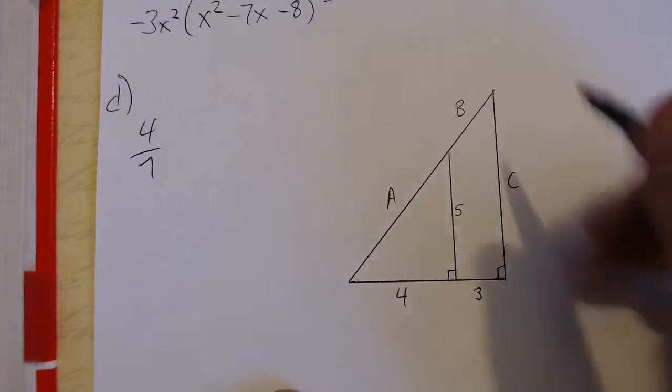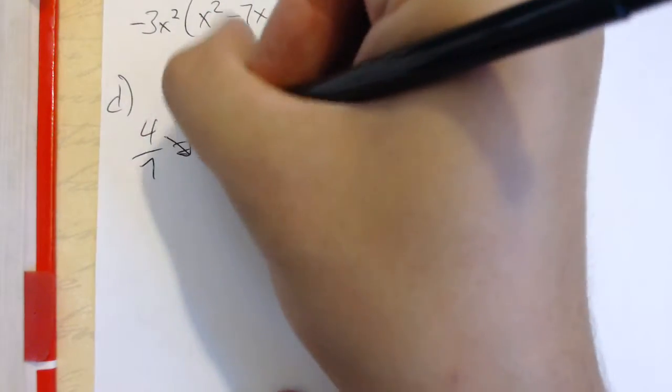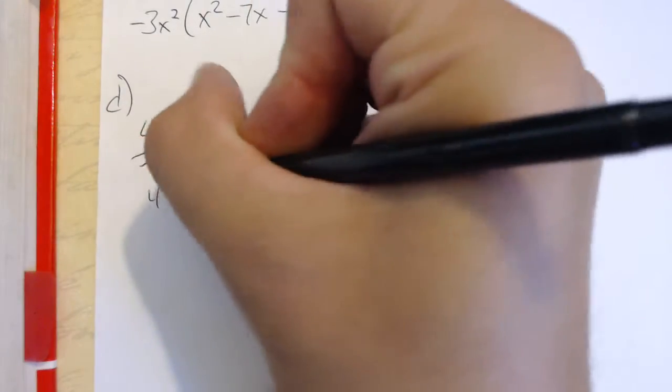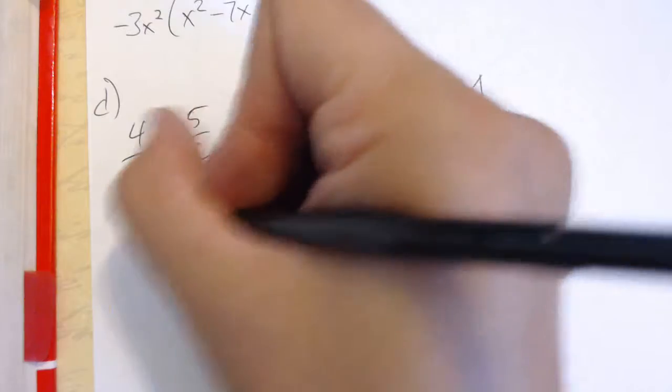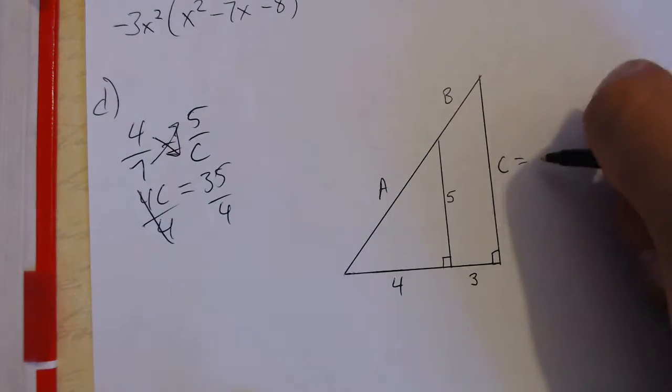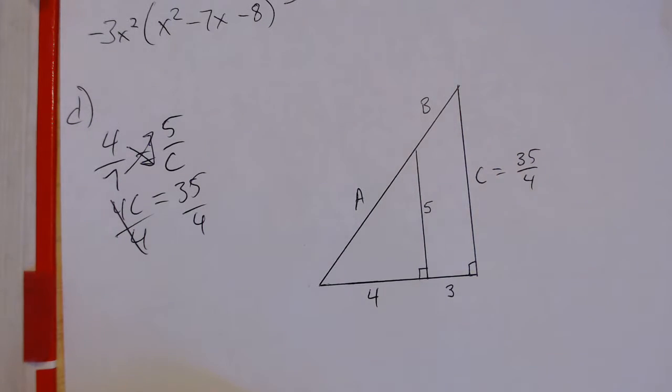So when we go to 5 and c, 4 is to 7 as 5 is to c, cross multiply to solve, and then we get 4c equals 35. So divide by 4, and c equals 35 over 4.